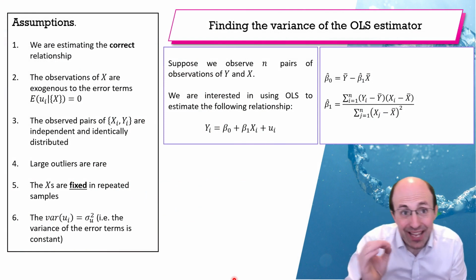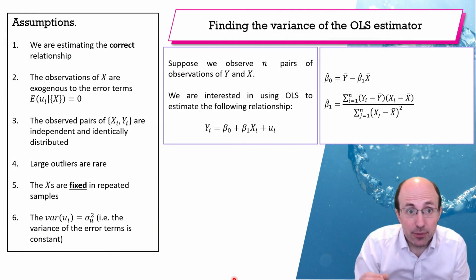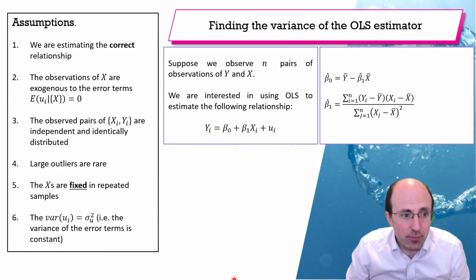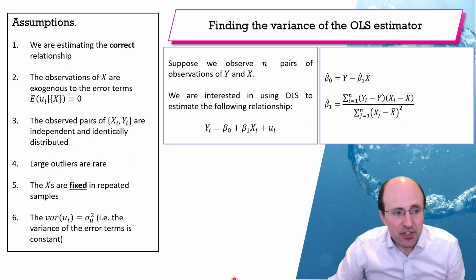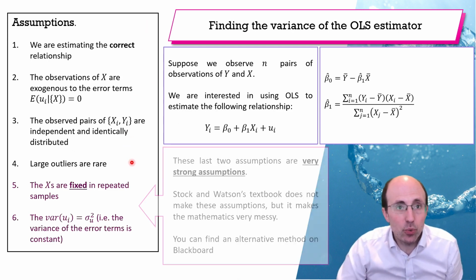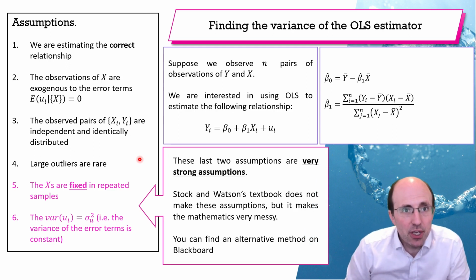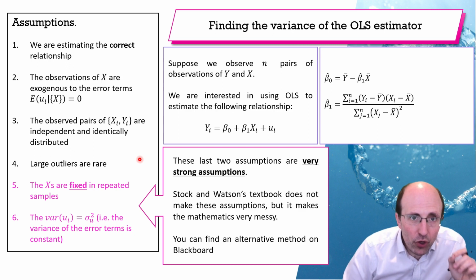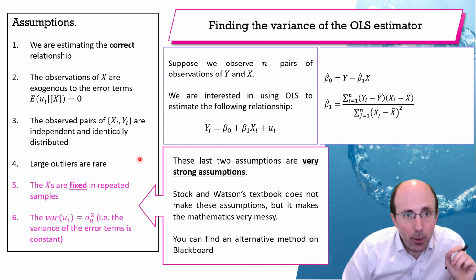Before we can construct estimates of the variance of the OLS estimator, we need to know what the overall variance is based on some unknown factors. So we're going to start with the same 4 assumptions as we began with, but we're going to make 2 additional assumptions in order to try and make the maths easier.